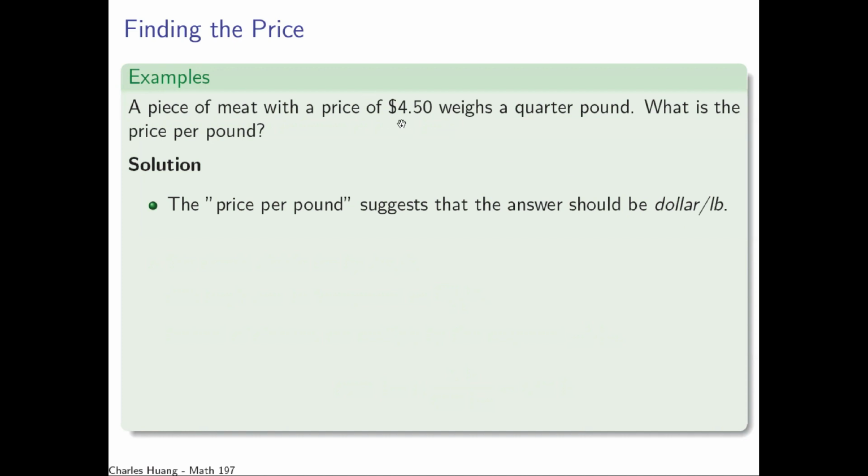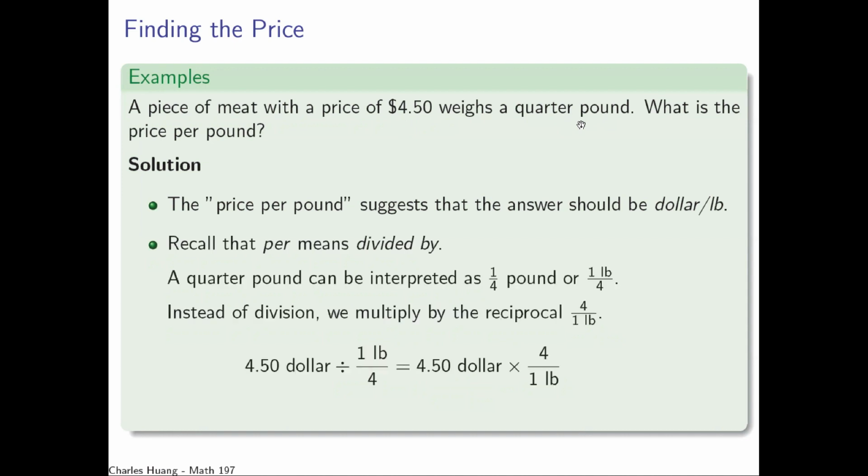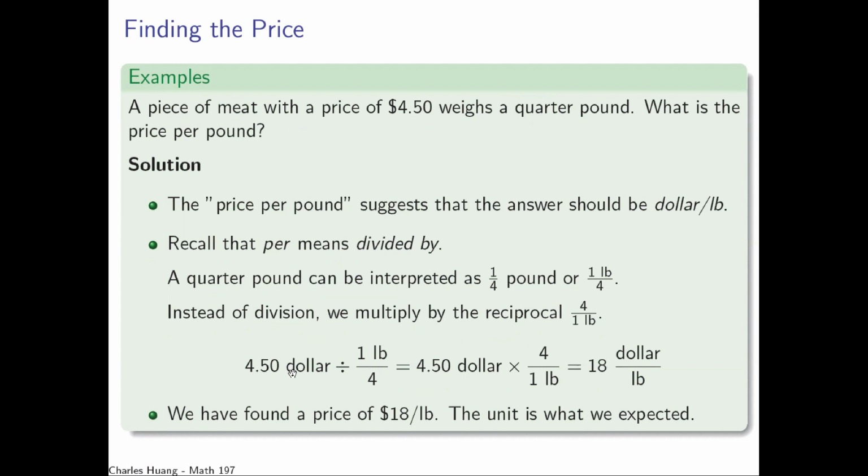So what we want to do is just take our dollar and divide it by the number of pounds that we have. So we take our 4.50 divided by a quarter pound, and we can just put this into our calculator. And then we get 18. And because I take dollar divided by pound, it's just dollar per pound at the end in a fraction. We don't really have to do the middle step if we don't want to. Dollar divided by pound would be our unit.